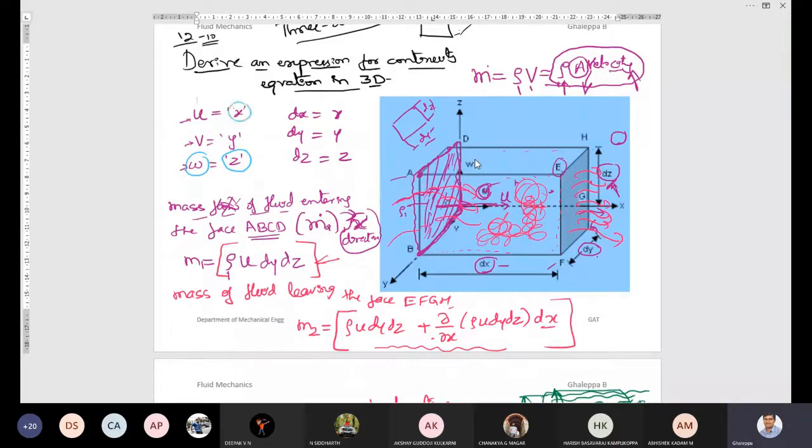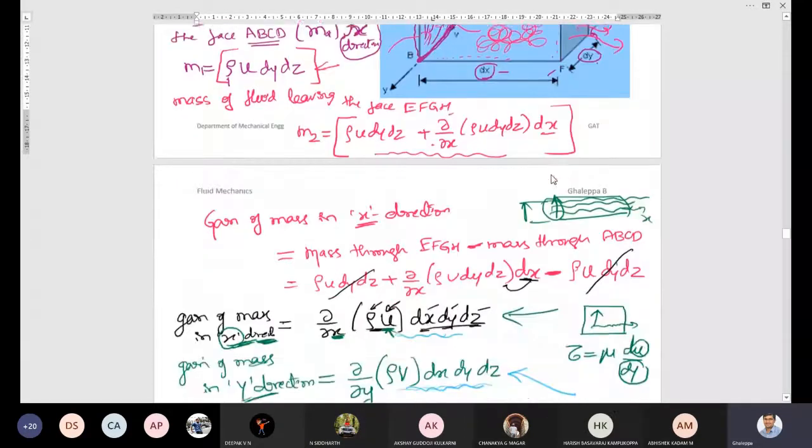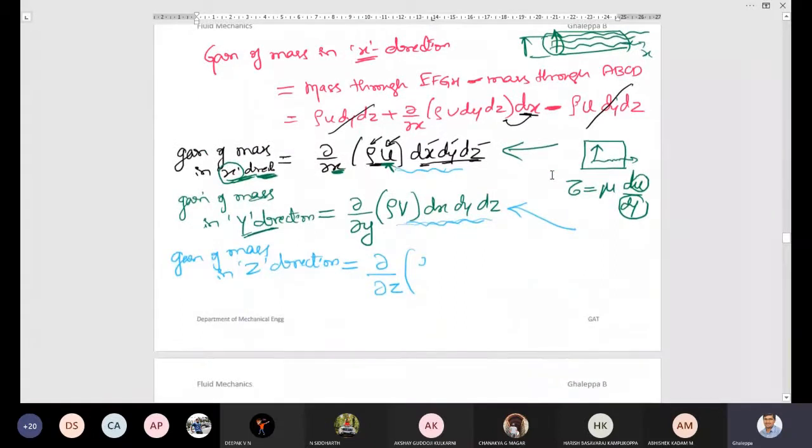Velocity in x direction is u, velocity in y direction is v. W. Velocity, yeah, very good. So in place of u, v, now I will write w. Rho is as it is. There is no change in the density as of now. The remaining is the same, dx, dy, and dz, as it is. So this is the mass of fluid gained in x, y, and z direction.